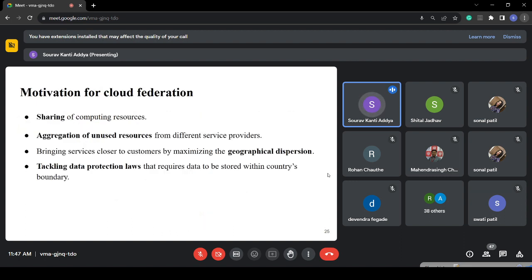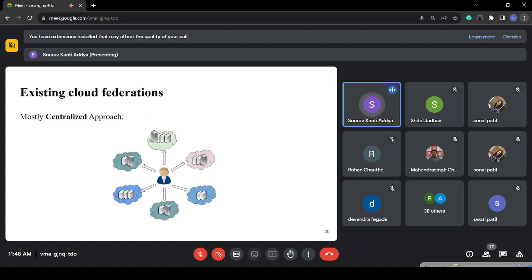So the motivation for federation, or you can call it multi-cloud architecture, is basically sharing computing resources: aggregation of unused resources from different service providers, bringing service closer to customers by minimizing the geographical barrier, and tackling data protection laws that require data to be stored within the country's boundary. So there are different motivations. Mostly in this cloud market, this kind of multi-cloud architecture or federation is centralized.